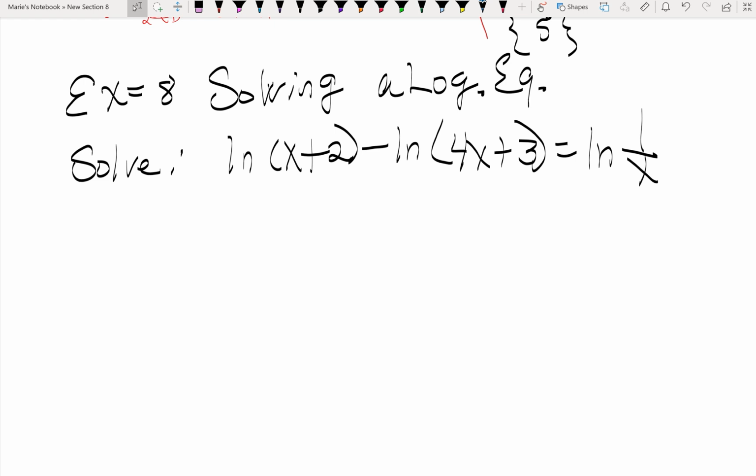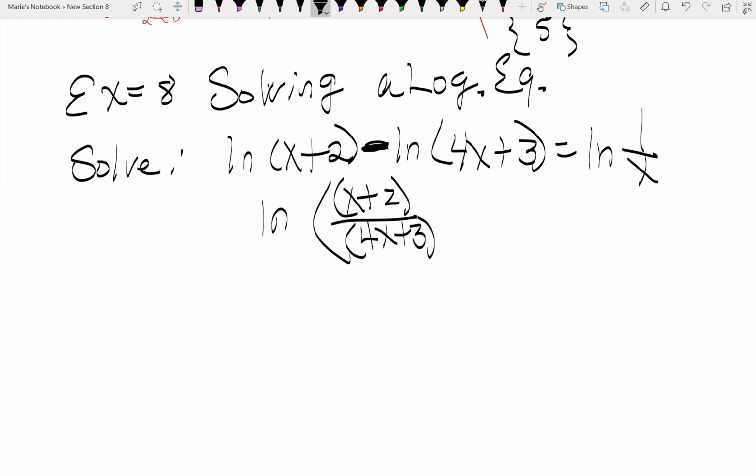So we're given an equation. Here's what we do know. We know that this is a difference. Remember, difference is division. So we really have the natural log of x plus 2 over 4x plus 3, and this is equal to the natural log of 1 over x. Well, guess what? Even though it looks ominous, the natural logs cancel. It's that simple. So what we're going to do is use this as a denominator.